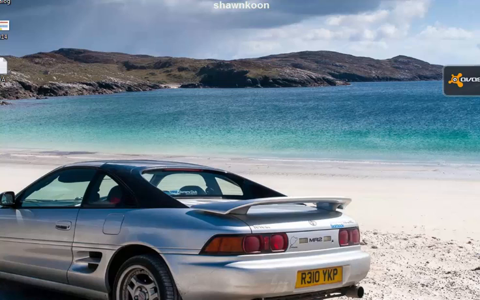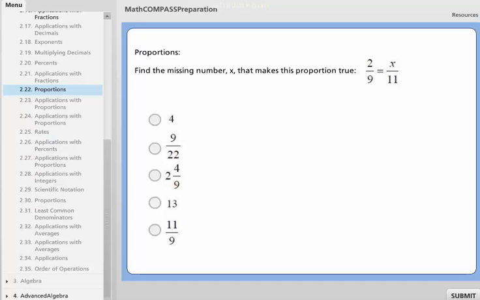And today let's go over the question from 2.22. It says find the missing number x that makes this proportion true. So they gave us 2 over 9 equals x over 11, right? So let's go over that. 2.22. So it says 2 over 9 equals x over 11, right?